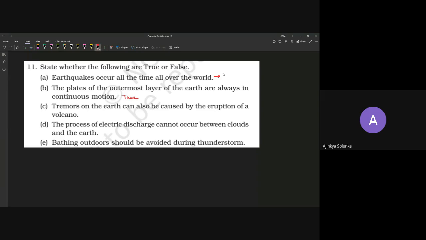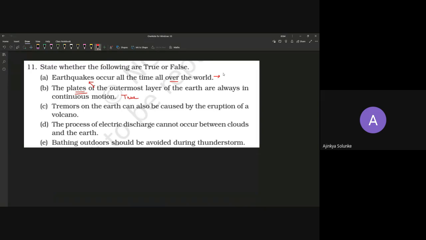But if they are in continuous motion, don't you think the earthquakes will occur all the time, all over the world? See, the point is that the earthquake's intensity might be less. We might not even feel them. It's possible, right? That's true. Because the intensity might not be there, there might not be a lot of destruction. But definitely there can be earthquakes all the time, all over the world.